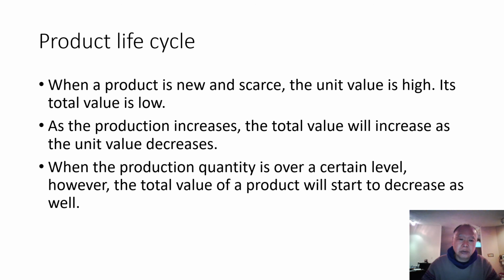Product life cycle. When a product is new and scarce, the unit value is high, but its total value is low. As the production increases, the total value will increase as the unit value decreases. When the production quantity is over a certain level, however, the total value of the product will start to decrease as well.